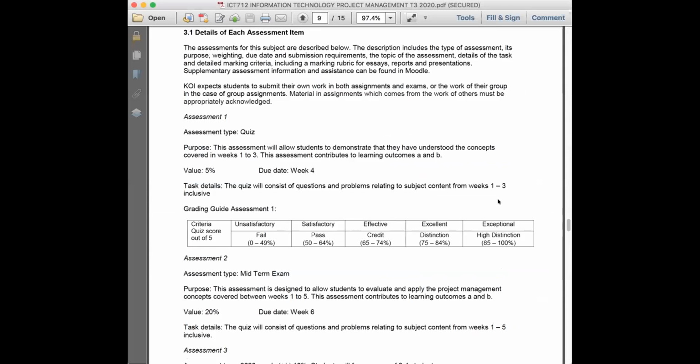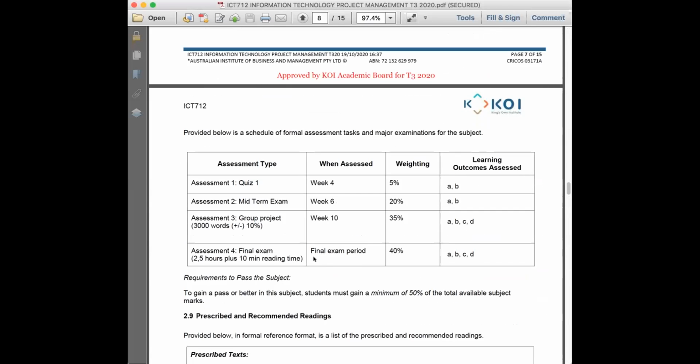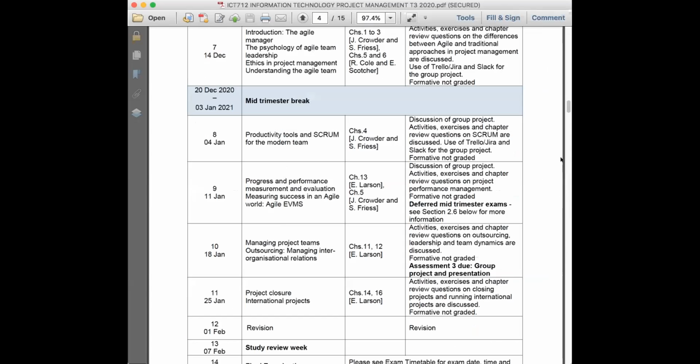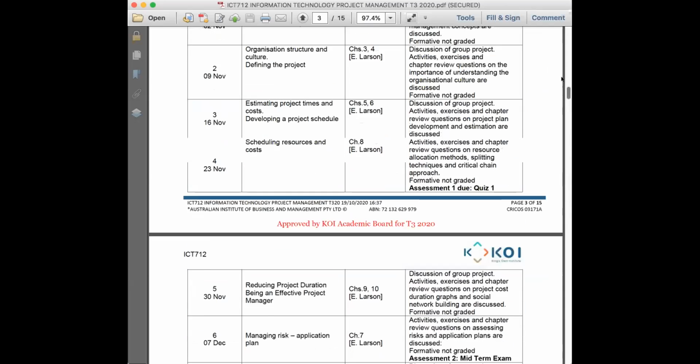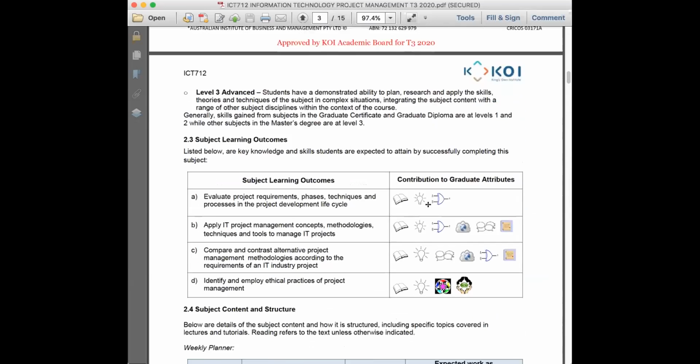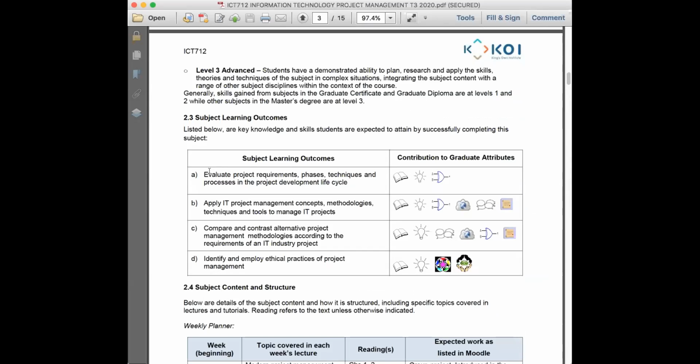we have the final exam that is supposed to test learning outcomes A, B, C, and D. So to test them, we need to see what these learning outcomes are. Well, one is about evaluating project management requirement phases, techniques, and processes, and the project management life cycle. So something like agile or the traditional project management. We're trying to make some analysis and evaluation of these various techniques.